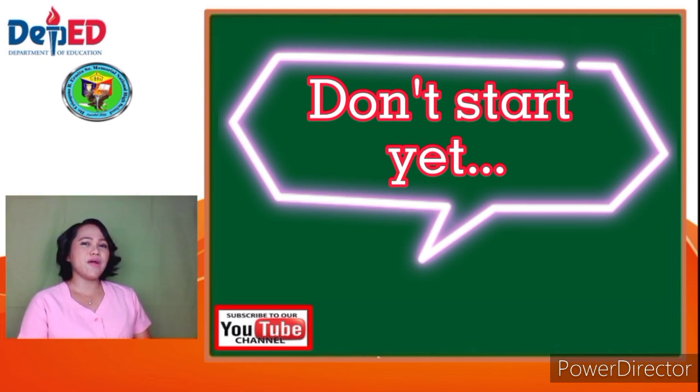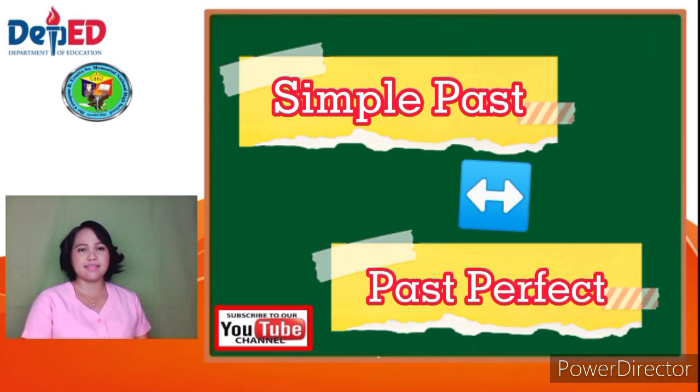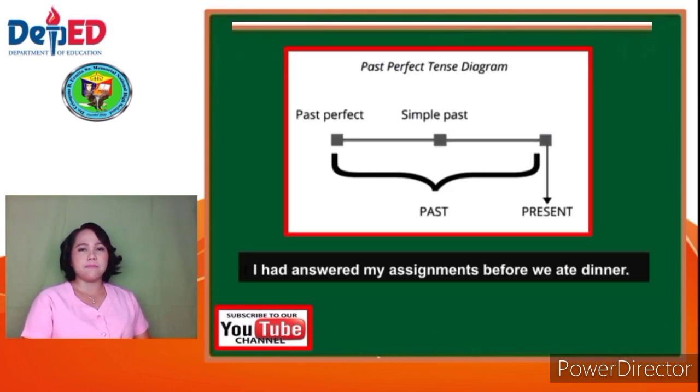Oops! Before you answer the activity, let me first give you a bit of an idea on how to determine simple past from past perfect tense. Here's the clue. Look at the diagram. If you notice, simple past and past perfect occurred before present time, meaning both actions already happened in the past. In other words, there are two past actions in the sentence.